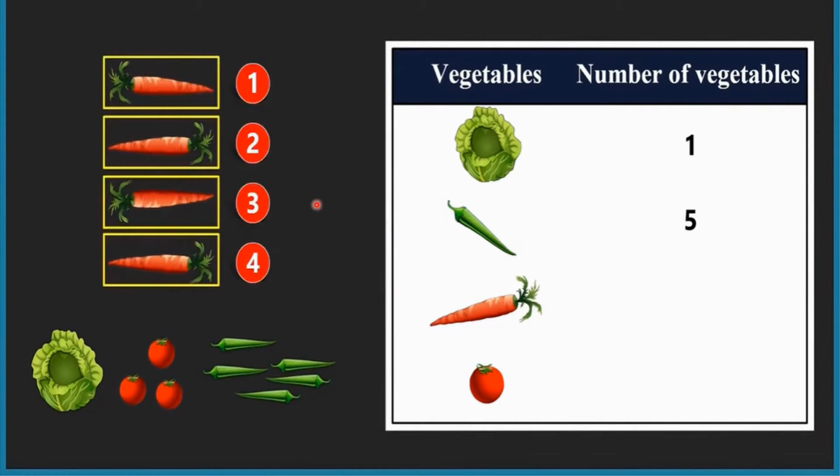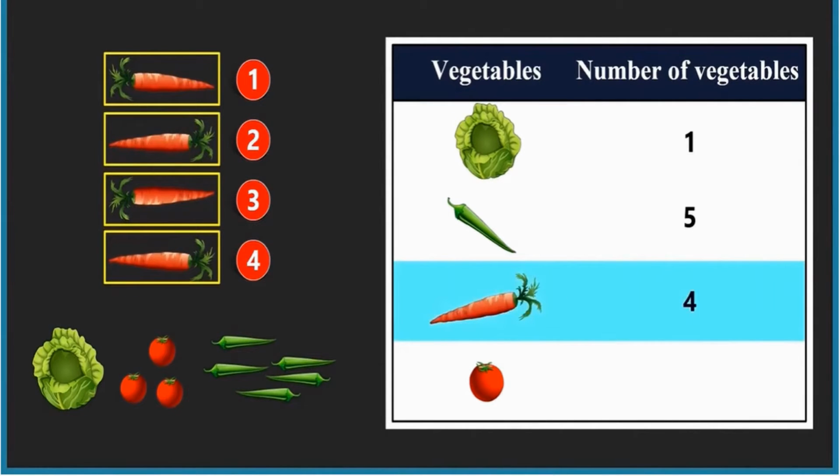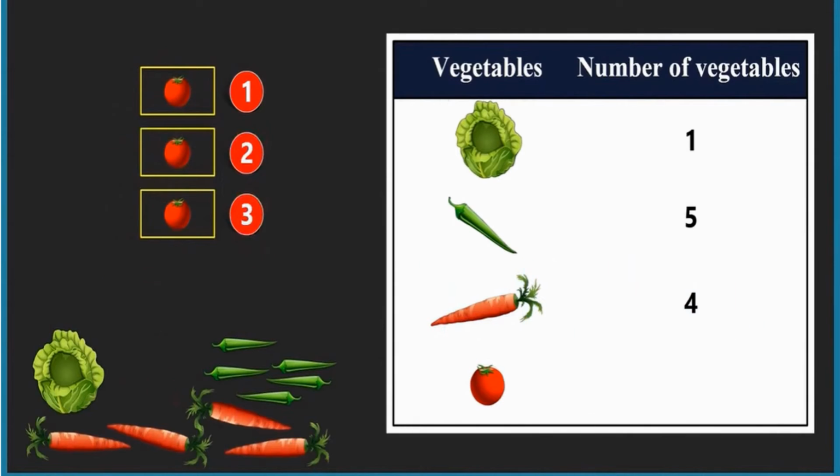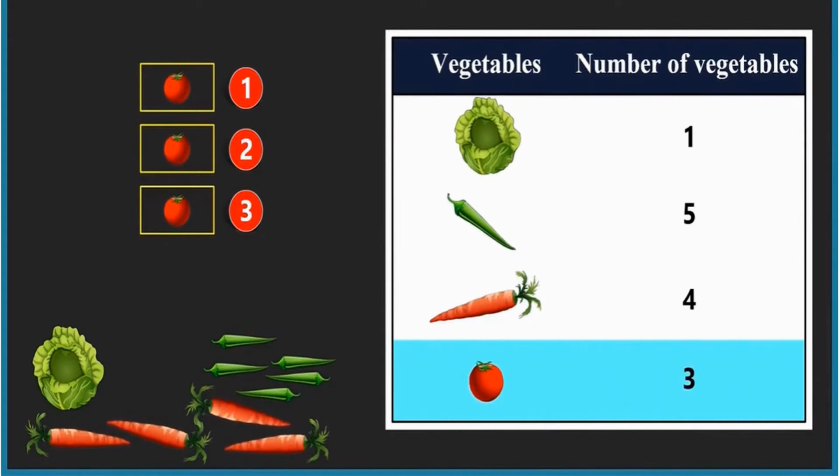Carrots are 1, 2, 3 and 4 over here. So we write 4 against carrot. Tomatoes are 1, 2, 3 over here. So we write 3 against tomato.